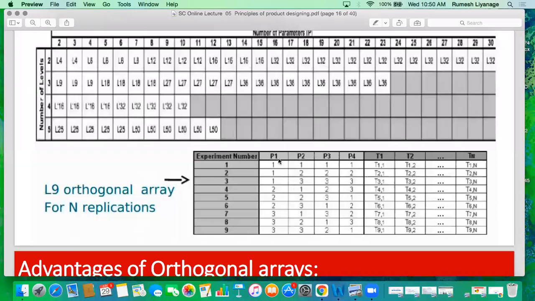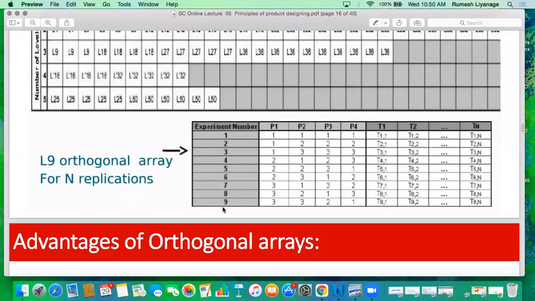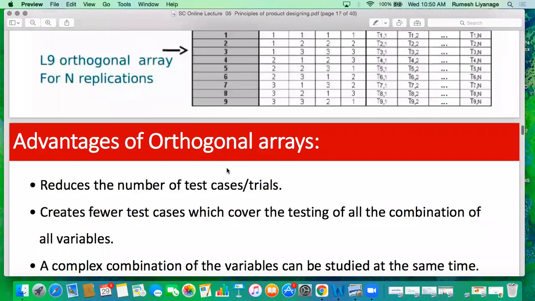Right? These are the factors or raw materials, and 1, 2, and 3 are the levels. These are the design. So how to mix the ingredients together? There are 9 experiments, right? It's clear, right? It's easy.